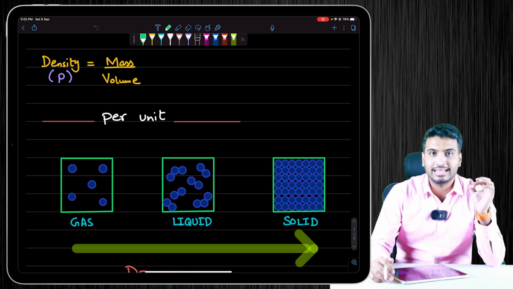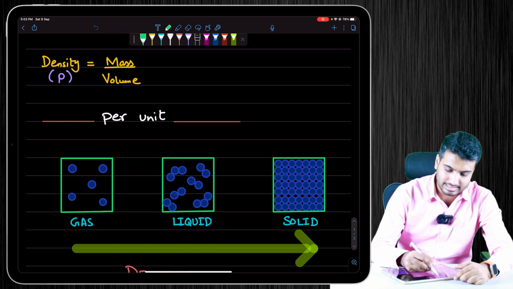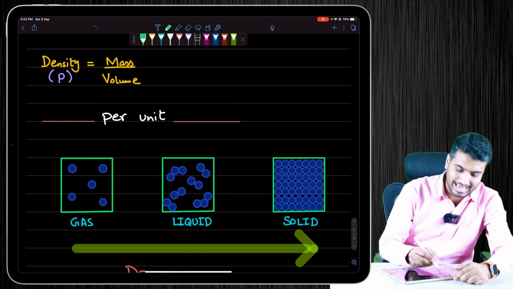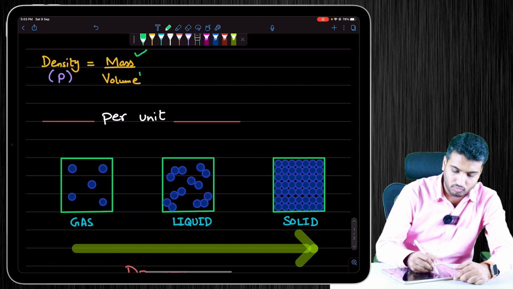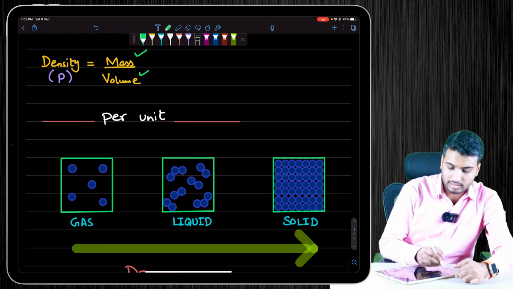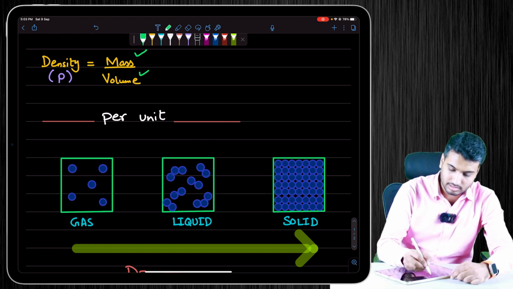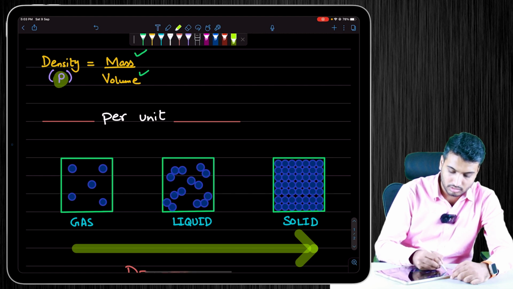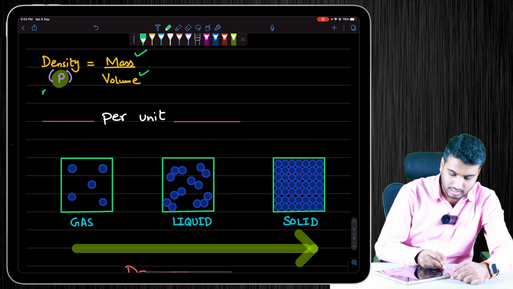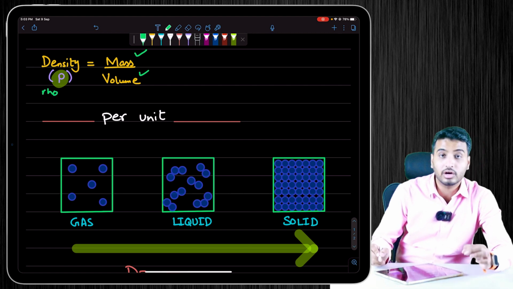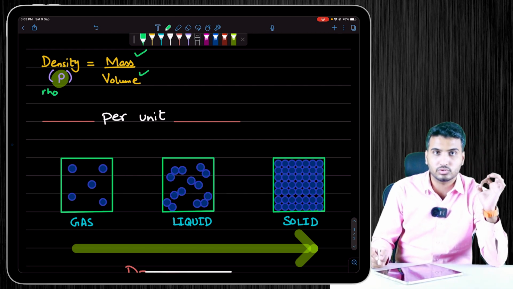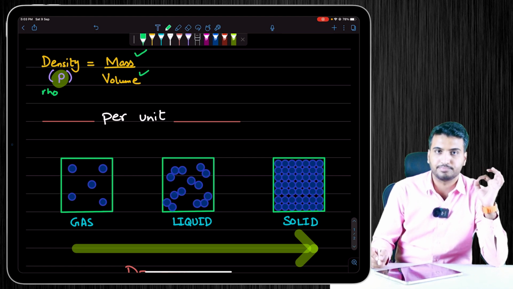Density is equal to mass over volume. The symbol for density is rho, R-H-O. So, rho is the symbol used to represent density.